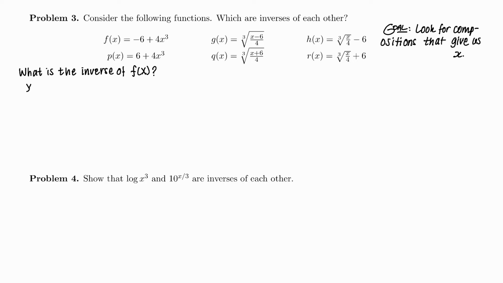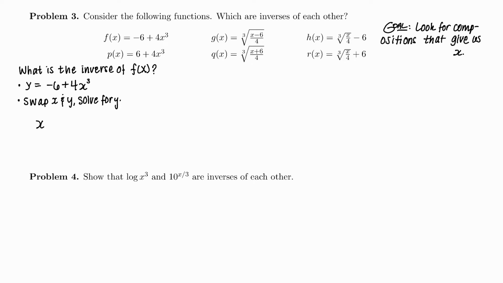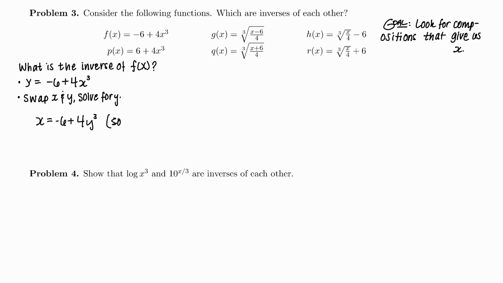I'm going to write this as y equals negative 6 plus 4x cubed. Right, that was our first step. Then we swap x and y and solve for y. So I get x equals negative 6 plus 4y cubed. Okay, so if I'm solving for y, the first thing I might want to do is add 6 to both sides.